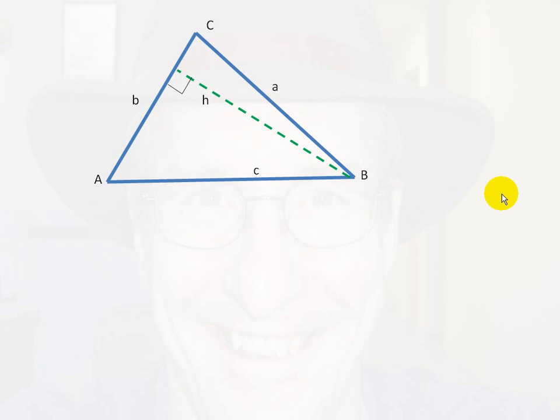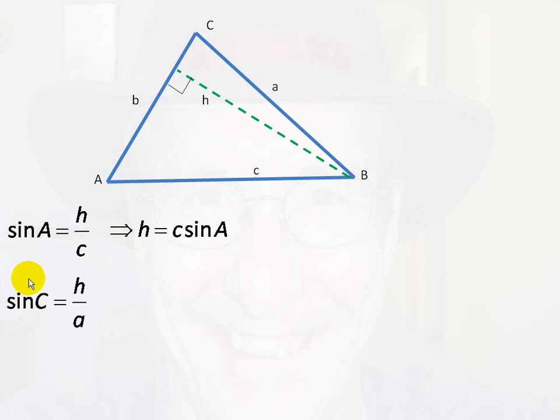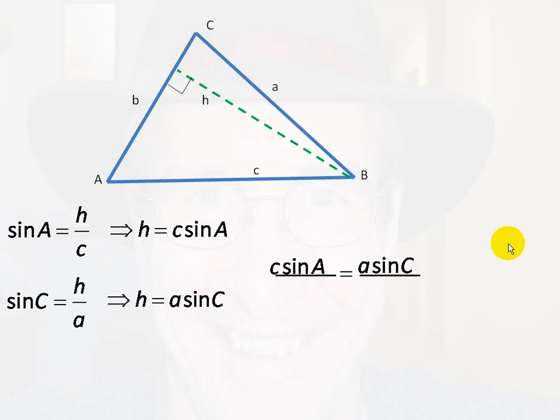So to do that, I construct an altitude from AC over to vertex B and proceed the same way as before. I notice that sine A is opposite over hypotenuse. This time the hypotenuse is c. Multiply both sides by c, and I get h is c sine A. Do the same thing for sine C. It's also h over a. Now, once again, notice we have these two things both equaling h: c sine A and a sine C. Equate them. Divide by ac.